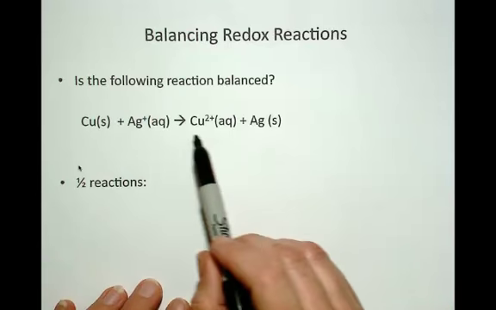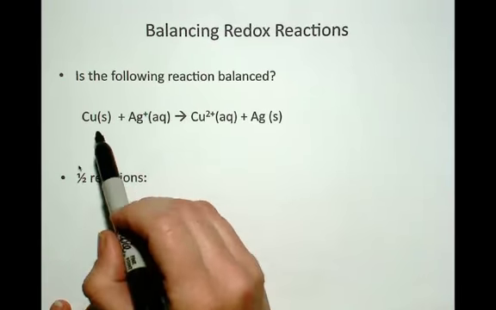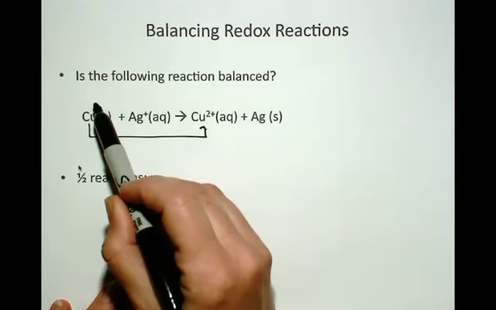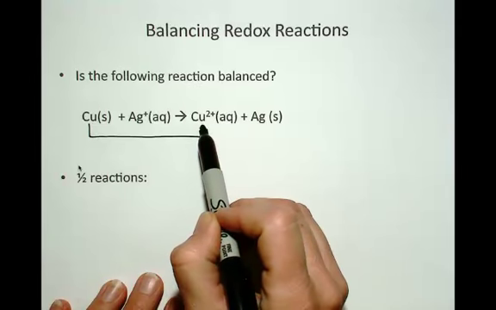Let's write down the half reactions. First of all, the copper is going to copper 2+, so this must be going from a 0 oxidation state to a +2 oxidation state, so this is undergoing oxidation.